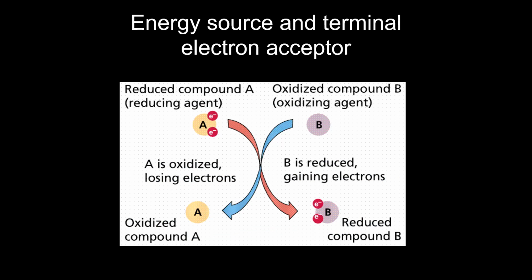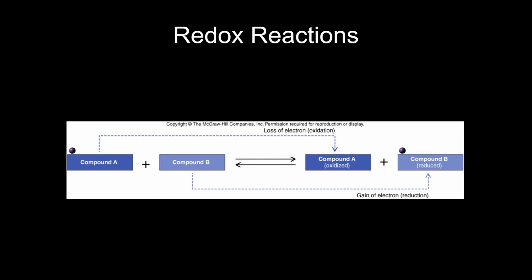Sorry, on the same slide. The terminal electron acceptor is what's eventually going to accept those electrons. Again, we're going to be passing those electrons from one molecule to the next in a series of redox reactions, but the energy source is what we initially get the electrons from, and the terminal electron acceptor is the final element that is going to receive those electrons from the electron transport chain. And again, all aerobic organisms use oxygen as the terminal electron acceptor.